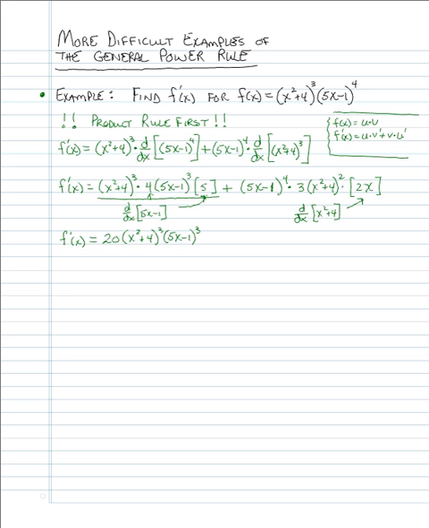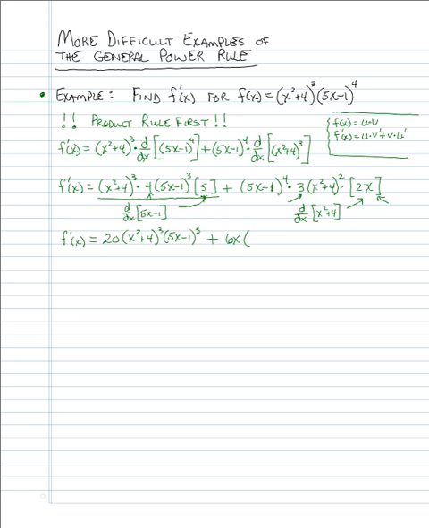Okay, and now I come over to the second term after the plus sign, and I notice I've got a 3 here that's going to be multiplying with a 2x. I can do that easily. 3 times 2x is 6x. I'll write that in front. And then what I have left, okay, I have a 5x minus 1 to the 4th power and an x squared plus 4 to the 2nd power.